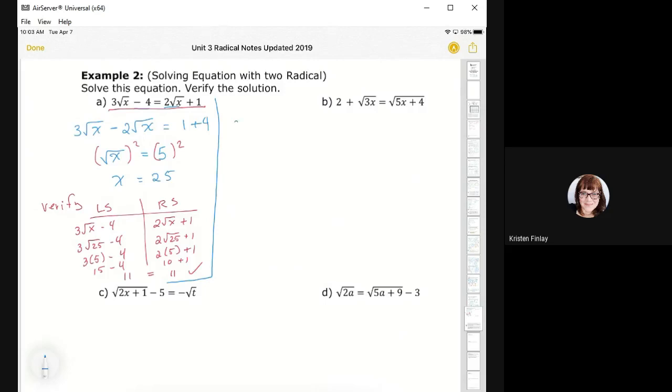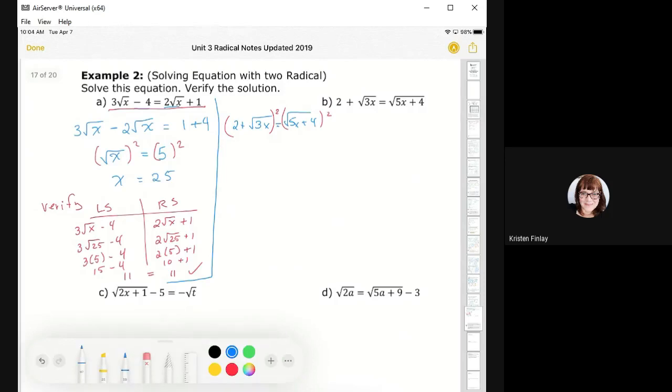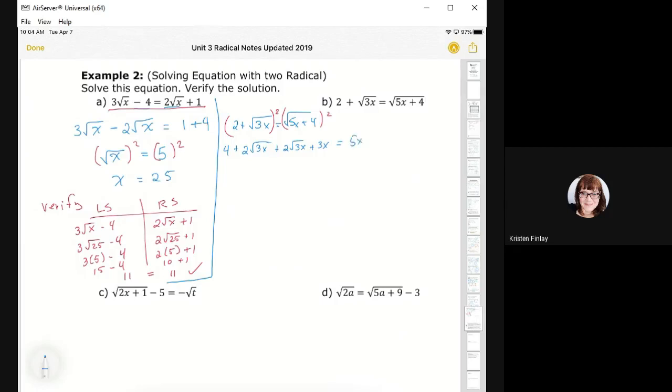So on the one side, I have 2 plus root 3x equals root 5x plus 4. Now, I want to square both sides. And on the left side, I have to FOIL. So when I FOIL, I'm going to get 4 plus 2 root 3x plus 2 root 3x plus 3x. And that is equal to, well, this one's easy, 5x plus 4.